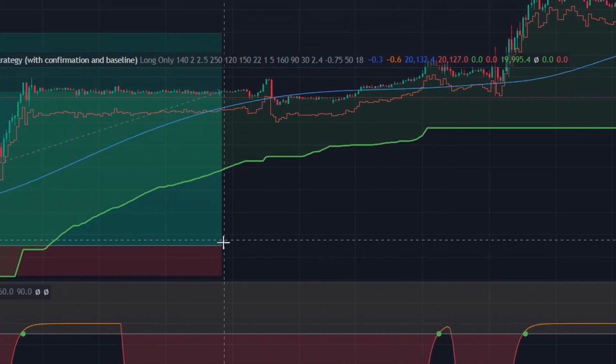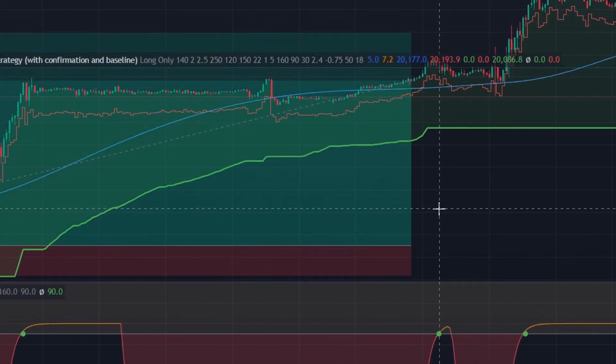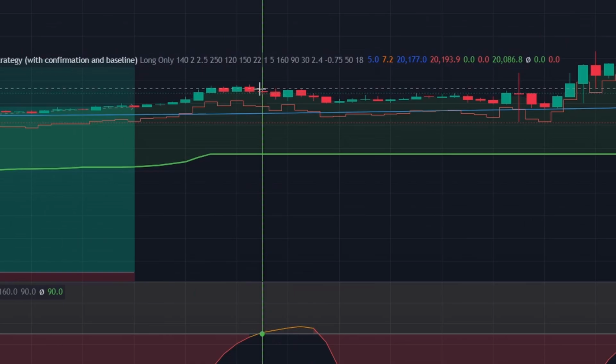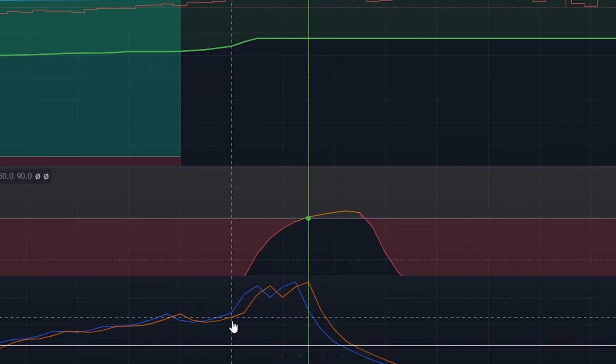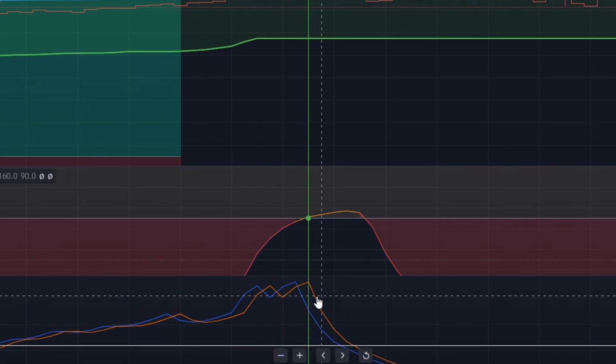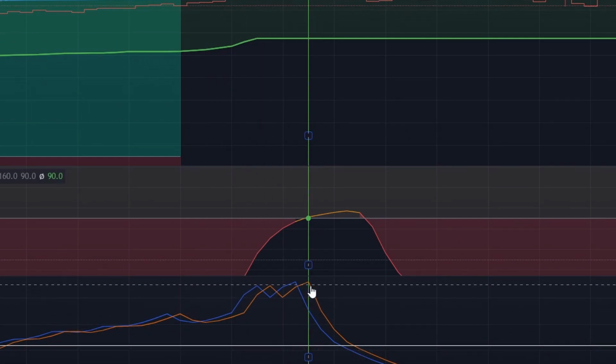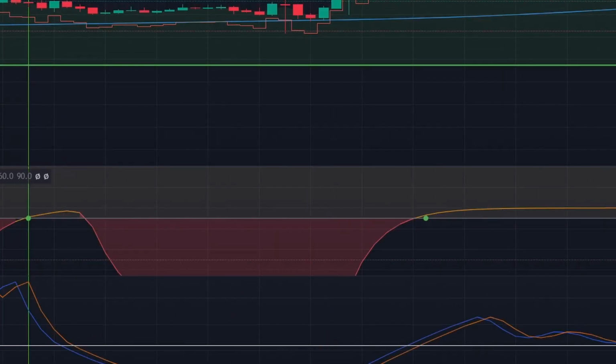Here is another green dot. The price closed above the super smoother, which is this blue line. But again, the Fisher transform is above the 2.4 level, and actually it is trending down because the orange line is above the blue line. Moving on.